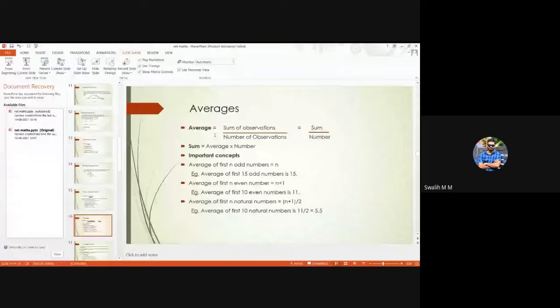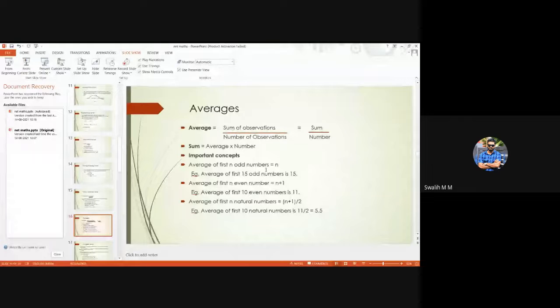We know this. Average is sum of observations by number of observations, sum by number. And like you learned distance and speed, you should also know sum is equal to average into number. And there are some tips you need to know when we learn averages. First is the average of first n odd numbers. Adding the first n odd numbers, that is first 10 odd numbers, would be 1 plus 3 plus 5 plus. You can directly add and then divide by 10.